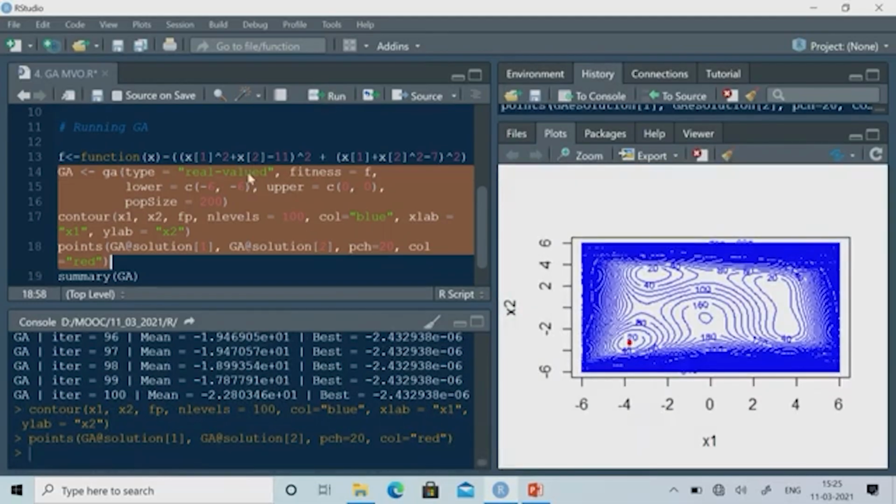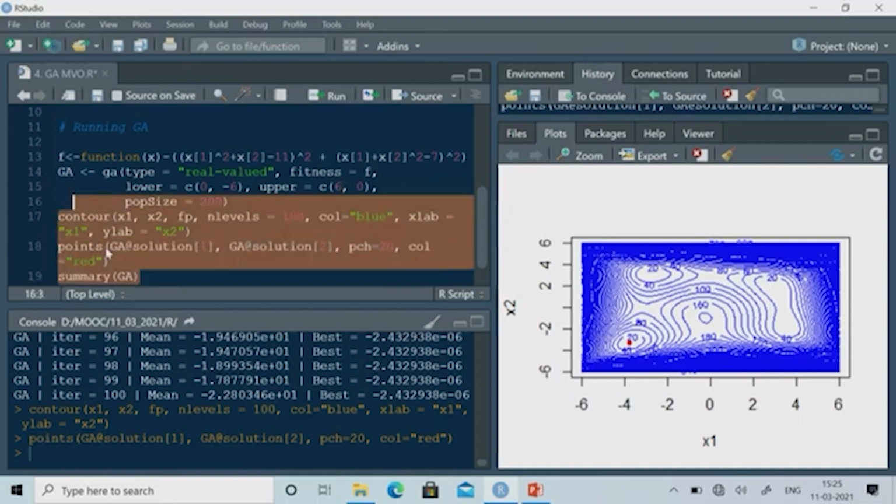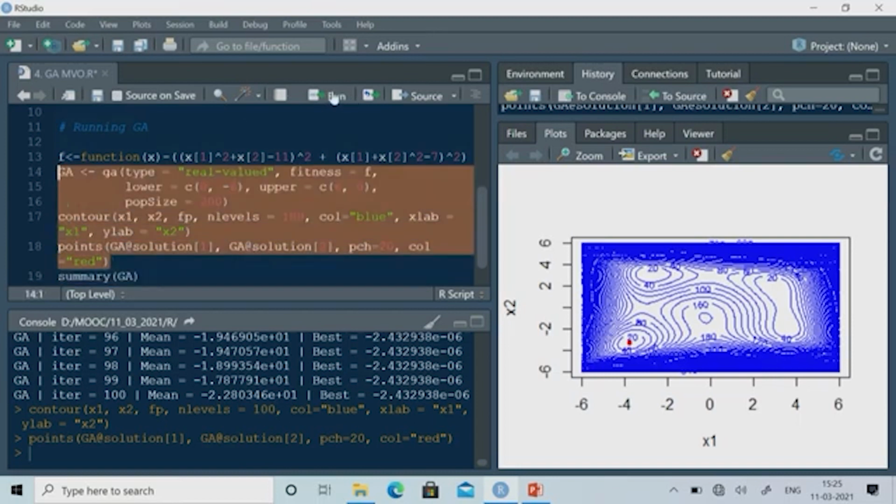Similarly, I can also get the solution in the fourth quadrant. For the fourth quadrant, x1 is between 0 and 6 and x2 is between minus 6 and 0. Let us execute these particular lines. I am getting the solution in the fourth quadrant. Therefore, by changing the upper bound and lower bound, I can get the solution in different quadrants, but if you give the range between minus 6 and plus 6, you will get one of the solutions.